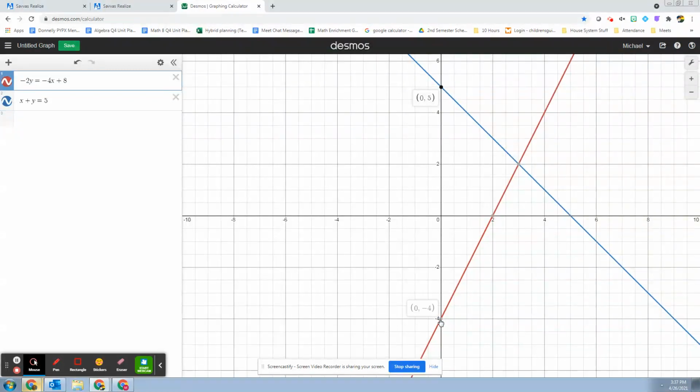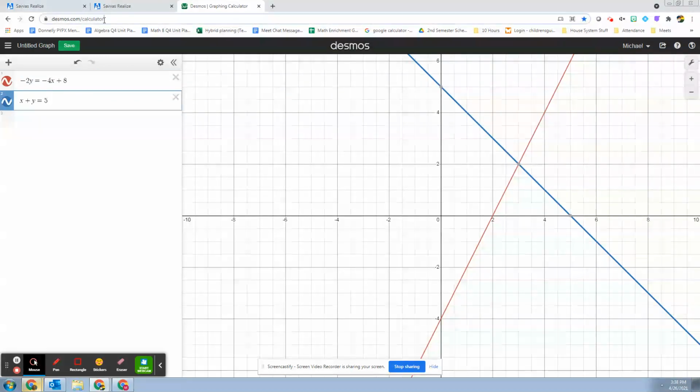You can click off here, and that could actually potentially help us figure out the slopes and mx plus b form, even though neither one of these is in slope-intercept form, over here on the left. So Desmos is a huge thing. Remember, this desmos.com/calculator is where you want to go, and you can actually graph and figure out the solution just by looking at where they intersect.